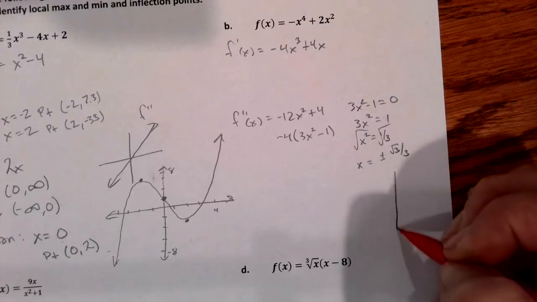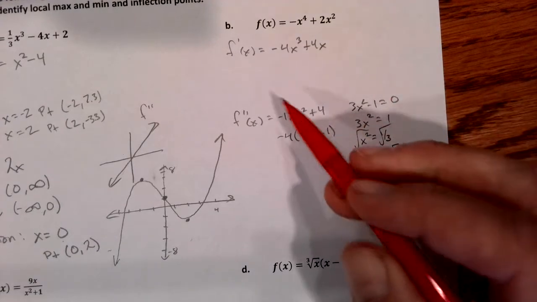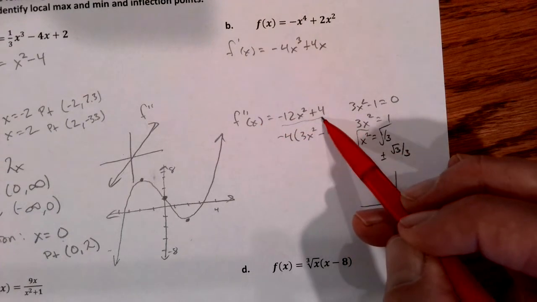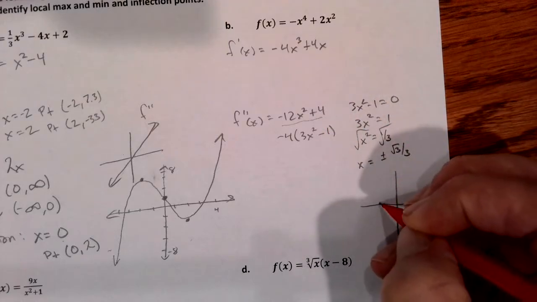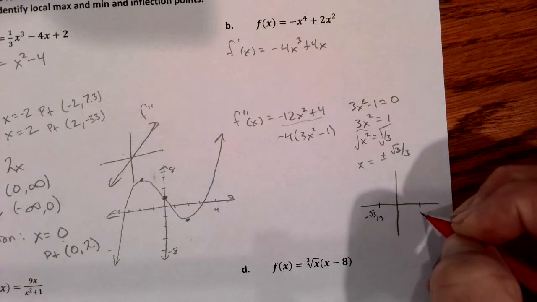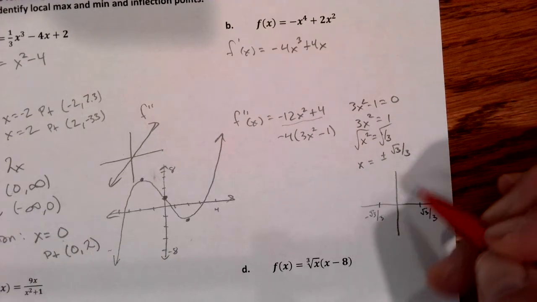So what that tells us is this graph of the second derivative, as you look at the shape, is in fact a parabola that's upside down. It goes through negative root 3 over 3 and through positive root 3 over 3.